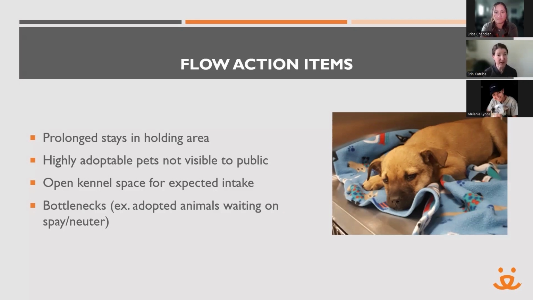If we have expected intake coming in, do we have open kennel space for that intake? Can we plan for that? And what are our bottlenecks? For example, adopted animals that might be waiting on spay neuter. Are we seeing that as a pattern? Is there a bigger process solution that we need to talk about in order to solve for those bottlenecks?